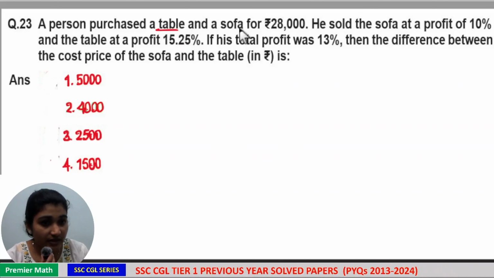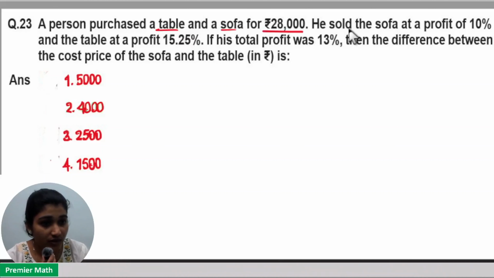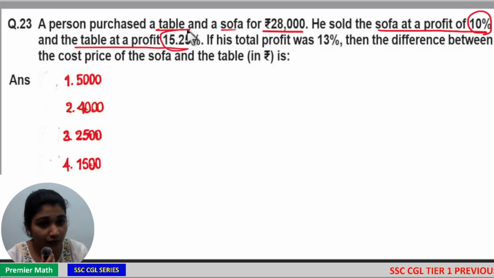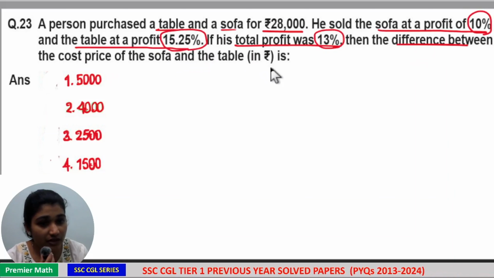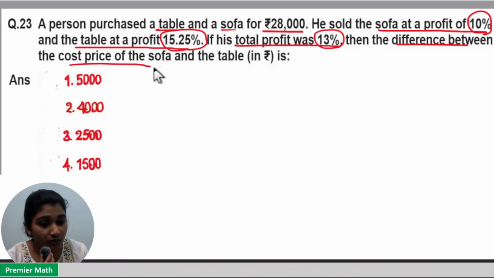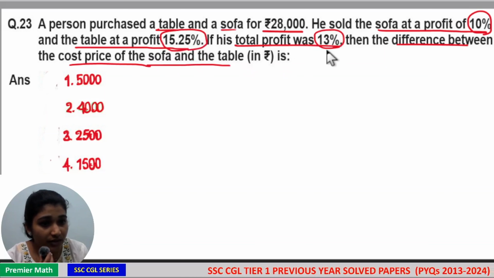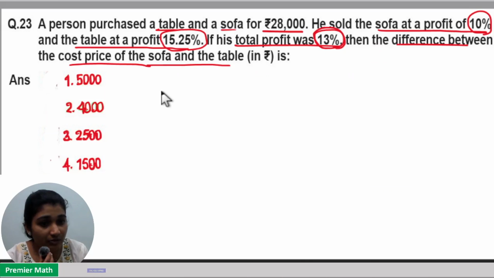A person purchased a table and a sofa for 28,000. He sold the sofa at a profit of 10% and the table at a profit of 15.25%. If his total profit was 13%, then the difference between the cost price of the sofa and the table is here. 10% of the sofa and 15.25% of the table together form 13% of sofa plus table, which means you can use the allocation method here. Here, sofa and table.